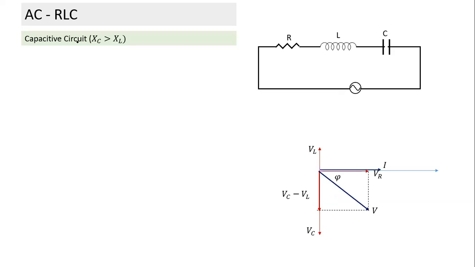Now, what does capacitive circuit mean? A capacitive circuit depends on the relative value of two reactances, capacitive reactance and inductive reactance. If only one of them is present, say the capacitor is not there, it automatically becomes an inductive circuit. Or the other way around: if the inductor is not there, it becomes a capacitive circuit. But when both are present, the characteristics the circuit displays depend on the relative value of these two terms.